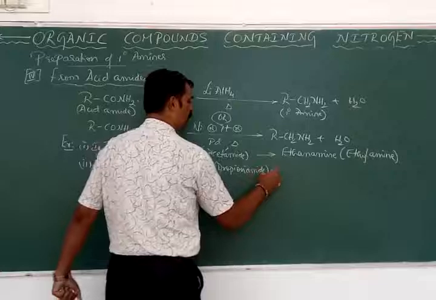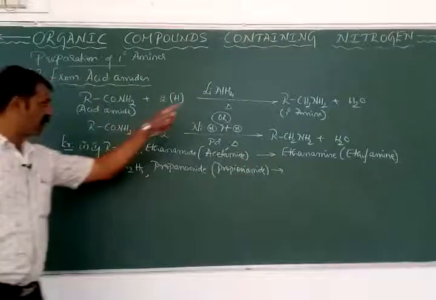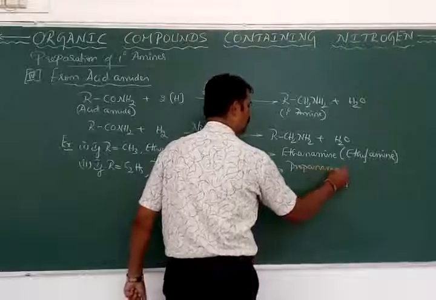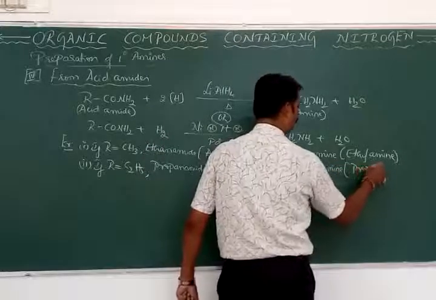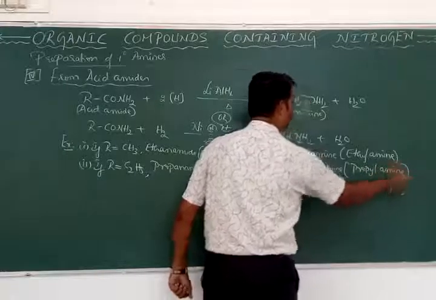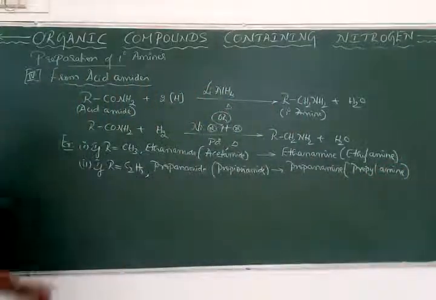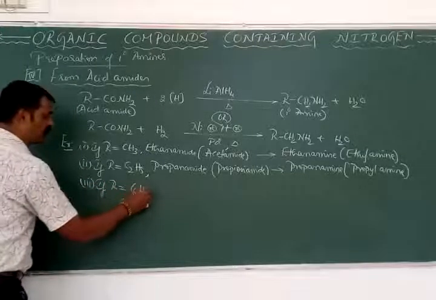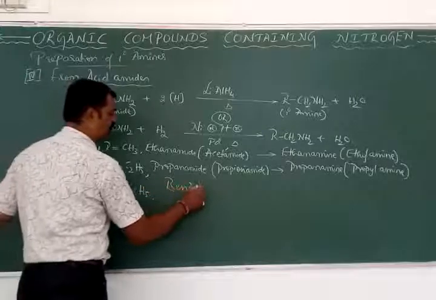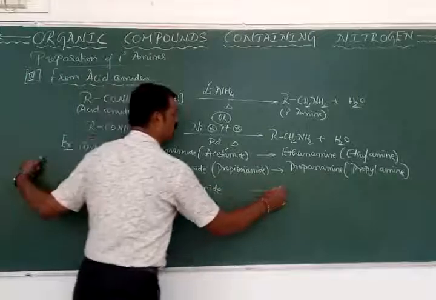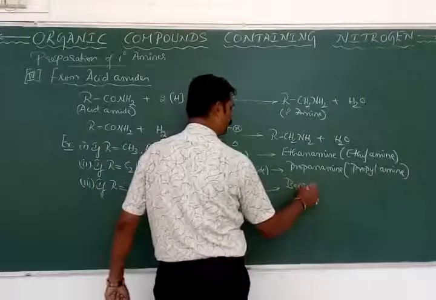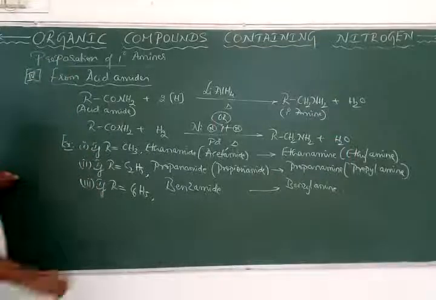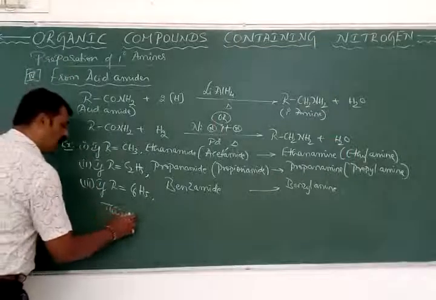With R equal to C2H5, the product is CH2 attached to C2H5, called propanamine, and the common name for that one is propylamine, or N-propylamine. Suppose R is equal to the aromatic nucleus C6H5. It is called benzamide, and the product is benzylamine.